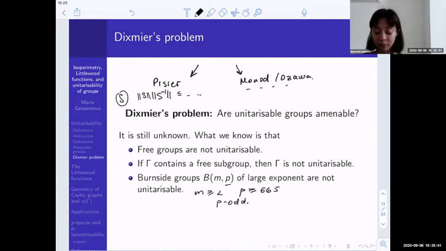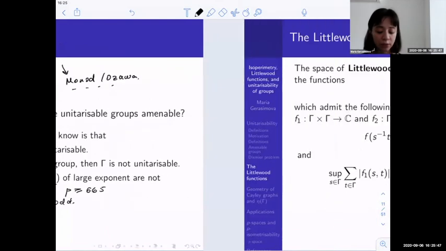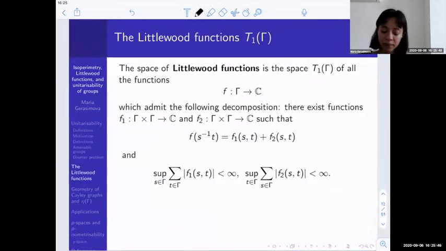But what I'm going to talk about today is a different approach related to the space of Littlewood functions. The definition could be not very clear if you see it for the first time. This is the space of all functions on my group gamma, and these functions should admit a decomposition in the following way.